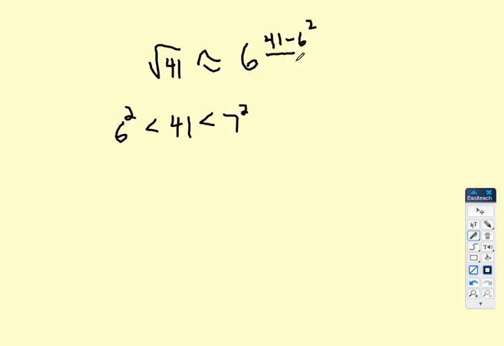And then there's a bunch of ways I can do the denominator. One way is I can go 6 plus 7, which is 13. So the approximation of the square root of 41 is 6 and 5 over 13. Okay? So let's do another one.